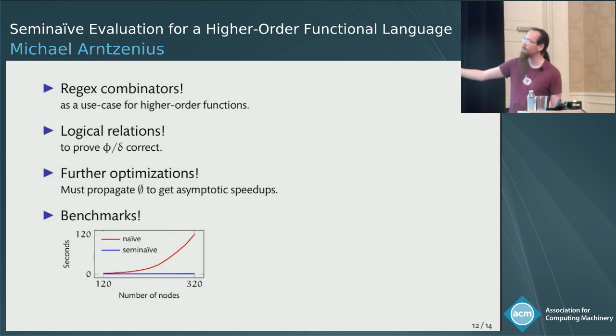And we have some benchmarks. You can see the red line goes up and to the right, which is bad, and the blue line stays low, which is good.